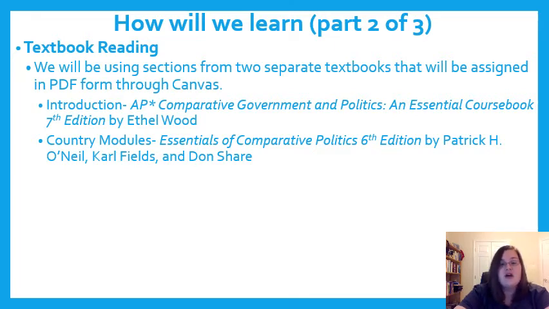This will be issued to all students in a PDF through the Canvas page. They do not need to buy any text for our work this year. After we get through our introductory units on the introduction to comparative and political science, we will transition to using text from the Essentials of Comparative Politics, which is a book that does a wonderful job of evaluating an entire country based on the criteria we use in AP Comparative Government and Politics.